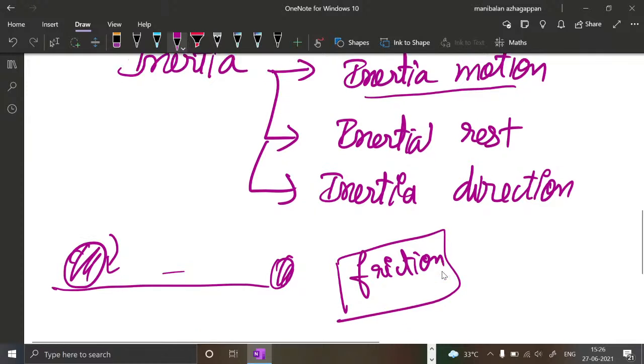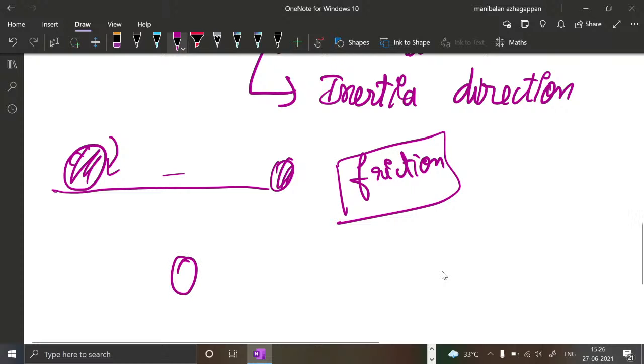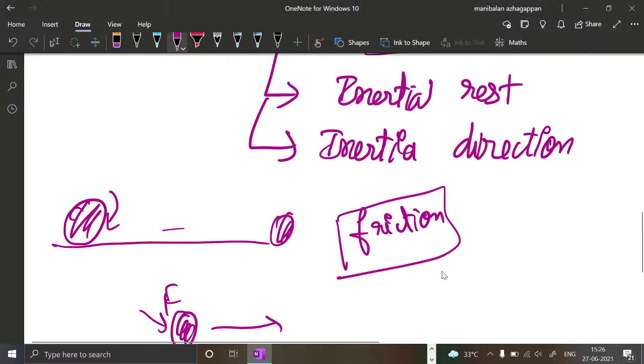Imagine I have one object here. It is going to move only when we apply a force. A rest object changes its state when we apply an external force. And also inertia of direction.